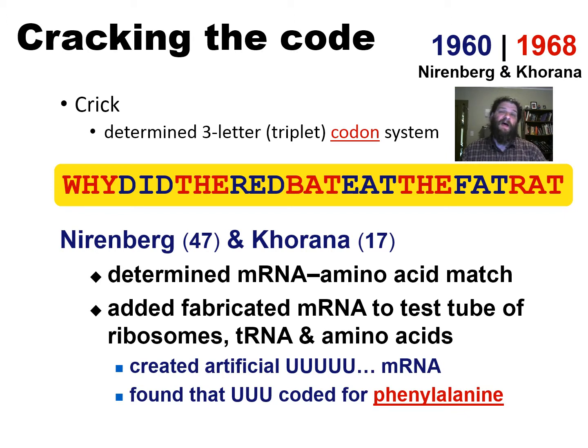They did this by synthesizing messenger RNA that had the same base, so it was polyuracil, just uracil. They fed that to ribosomes and were able to make polypeptides that were all phenylalanine. And so that gave them the idea that UUU is the triplet codon for phenylalanine.